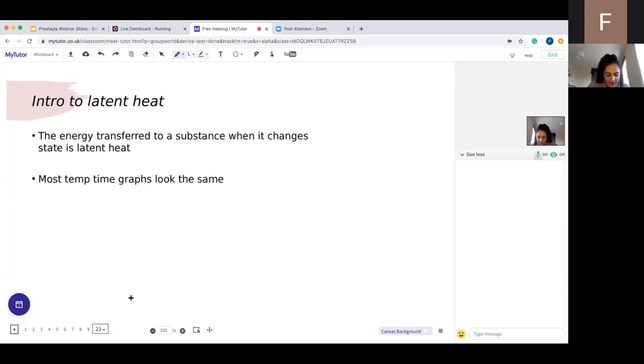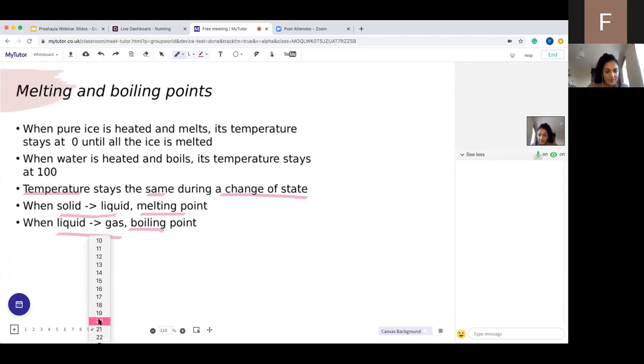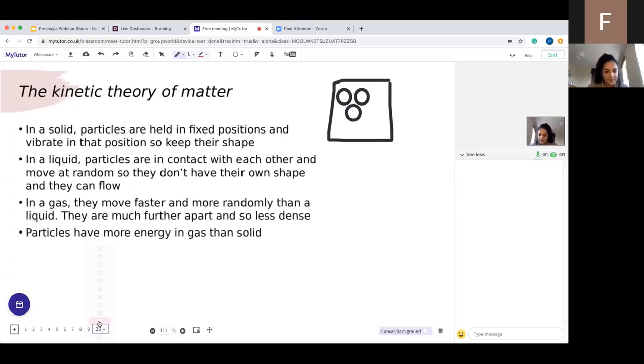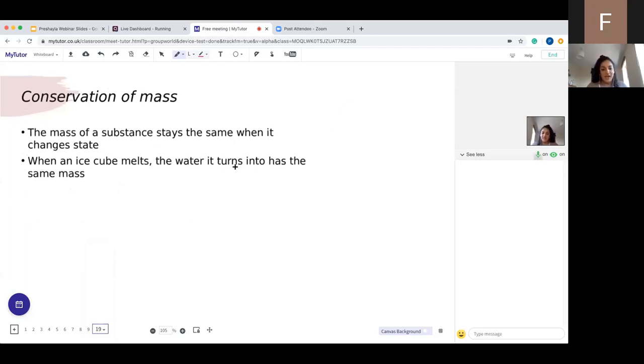Okay, someone said that some will evaporate if you leave it on a plate. Now that is absolutely true. When we talked about the conservation of mass, I said the mass of a substance stays the same. When an ice cube melts, the ice cube turns into water and it has the same mass. Now I kind of lied to you a little bit. Some of that mass will be evaporated. Some of the water will be evaporated.